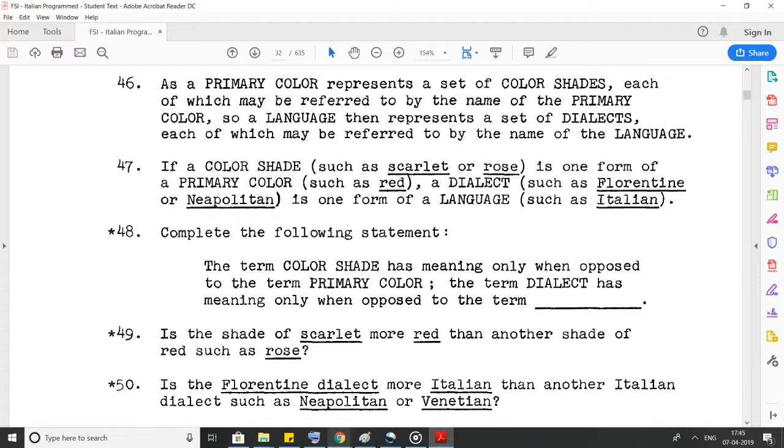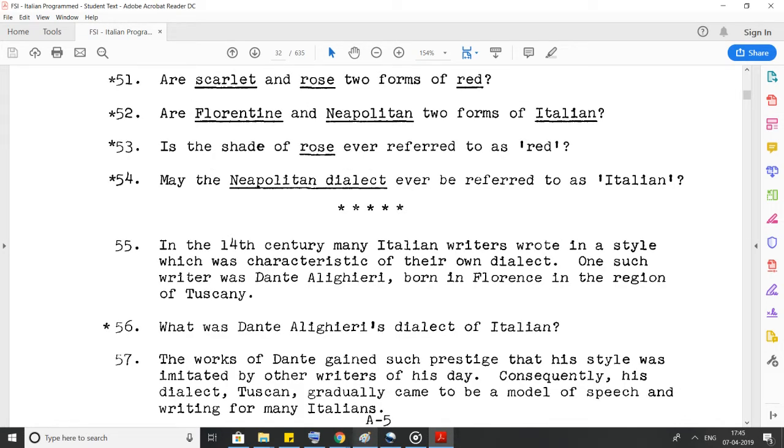Frame 50. Is the Florentine dialect more Italian than another Italian dialect, such as Neapolitan or Venetian? The answer is no. Frame 51. Are scarlet and rose two forms of red? The answer is yes. Frame 52. Are Florentine and Neapolitan two forms of Italian? The answer is yes.